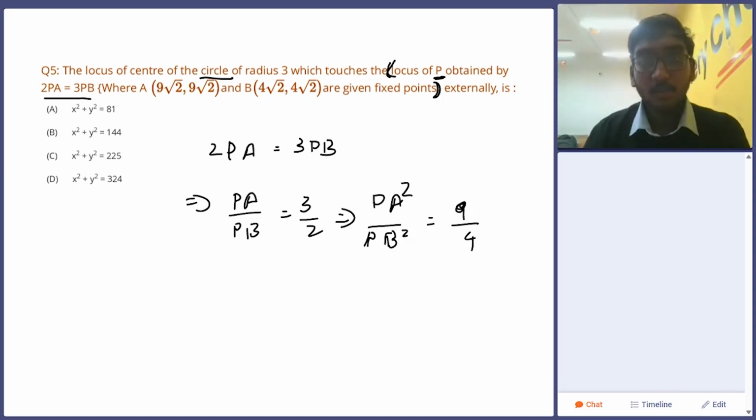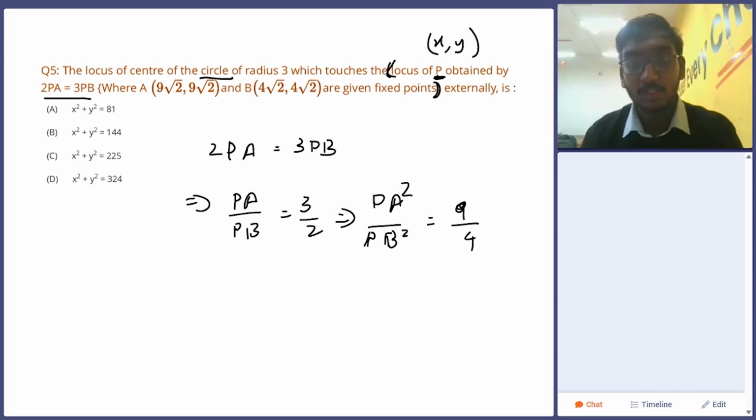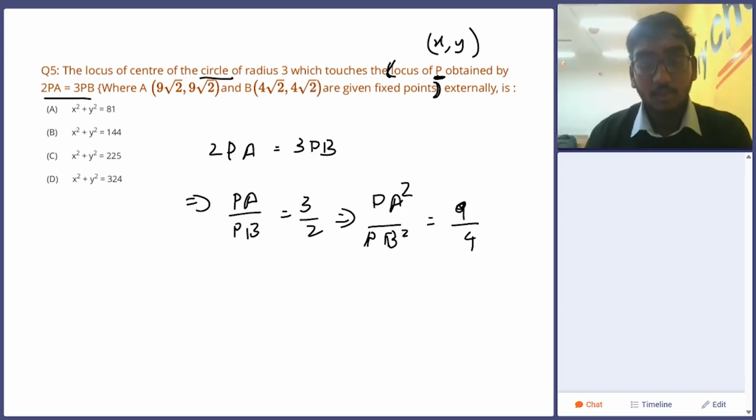So since we don't know the coordinates of P, we will assume it as (x, y). We want to find the locus of this point (x, y). Basically, we are finding the equation for the locus of P. So what will be the distance formula? Distance from this point P to point A will be the root of (x minus 9√2)² plus (y minus 9√2)².